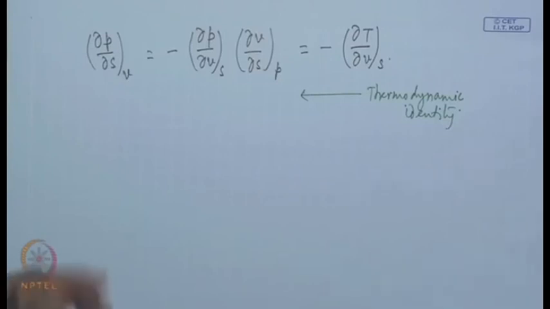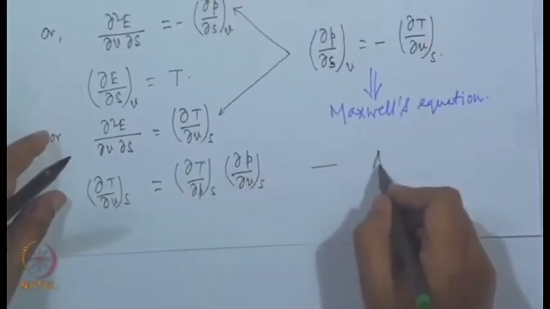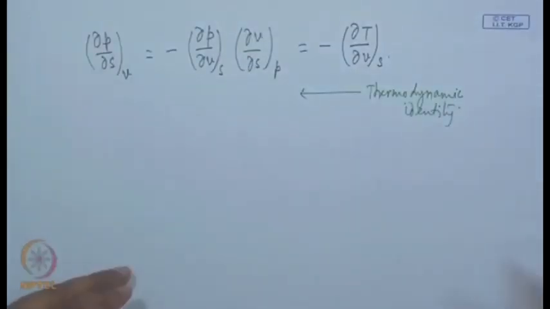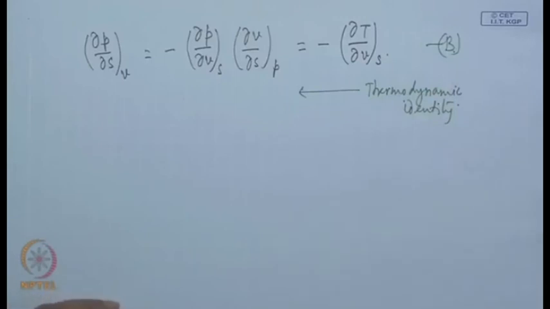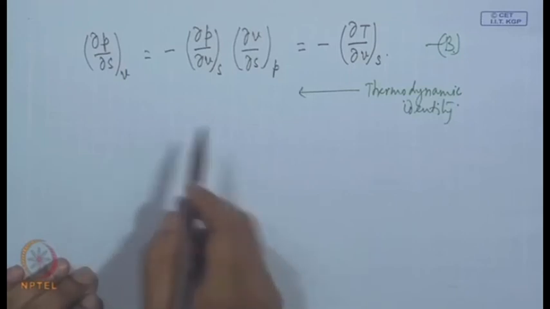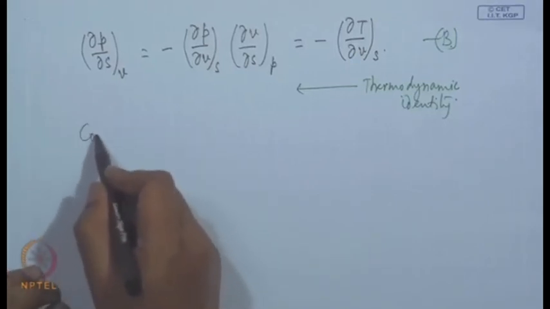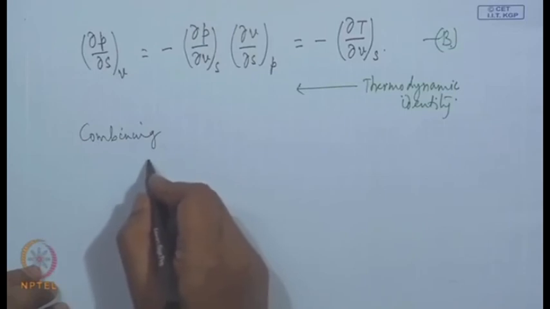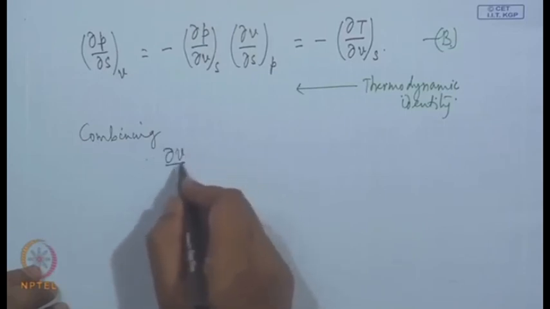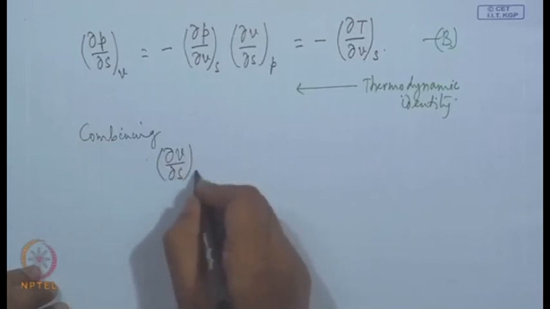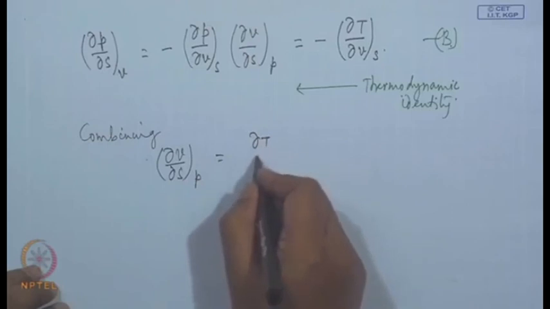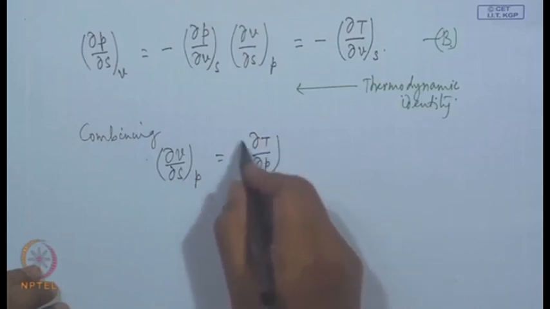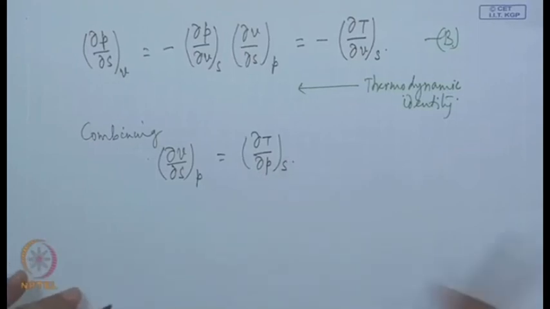Now, we can mark this first equation as A and this as B. And combining we get dV/dS at constant pressure is dT/dP at constant s. This is also another Maxwell law.